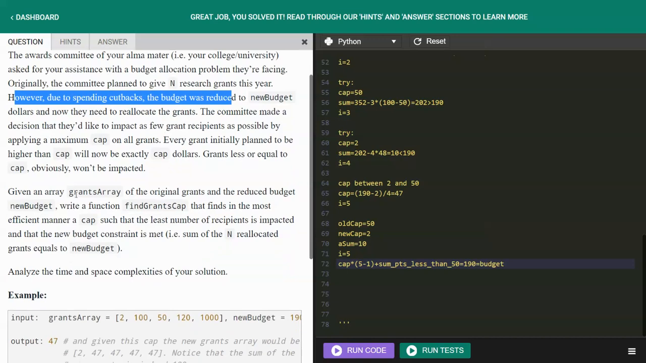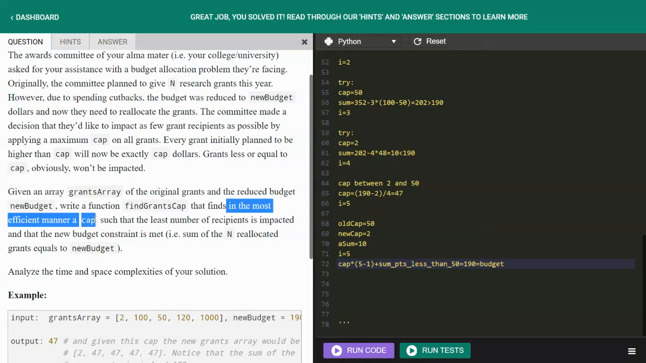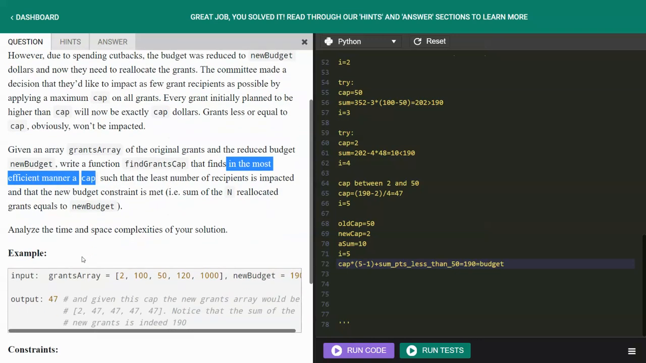So we are given an array, grants array, of original grants, and the reduced budget, new budget. We need to write a function, find grant cap, that finds in the most efficient manner a cap such that the least number of recipients is impacted and that the new budget constraint is met. In other words, the sum of the reallocated grants equals the new budget. Also, we need to analyze the time and space complexity.